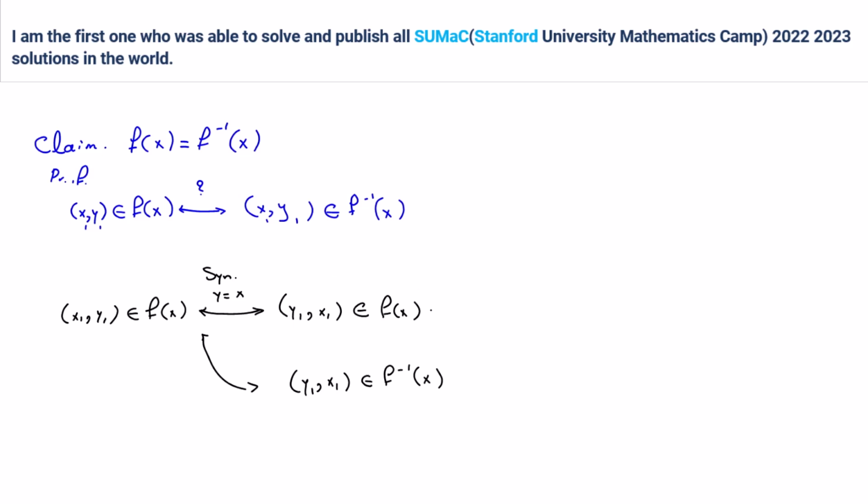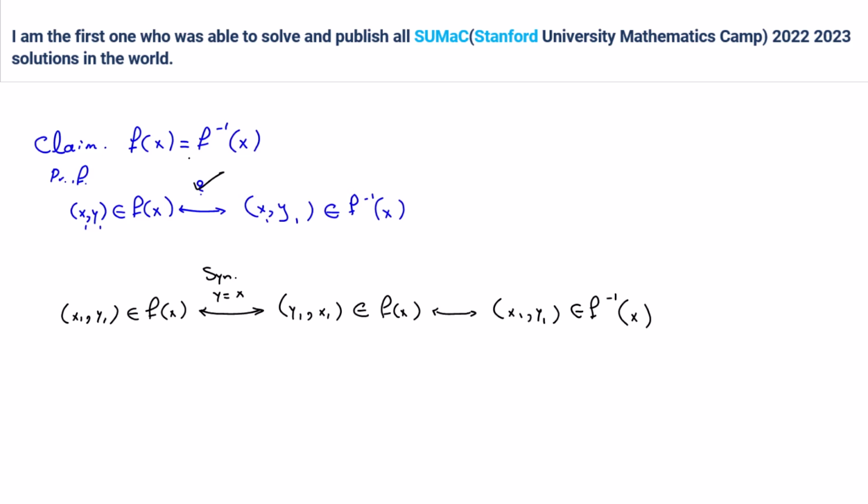From here, do you agree that by the inverse of a function we can say (x1, y1) belongs to f inverse of x? Here we can apply it. Do you agree that a point belongs to f of x if and only if the point belongs to f inverse of x? Yeah. So we prove this.